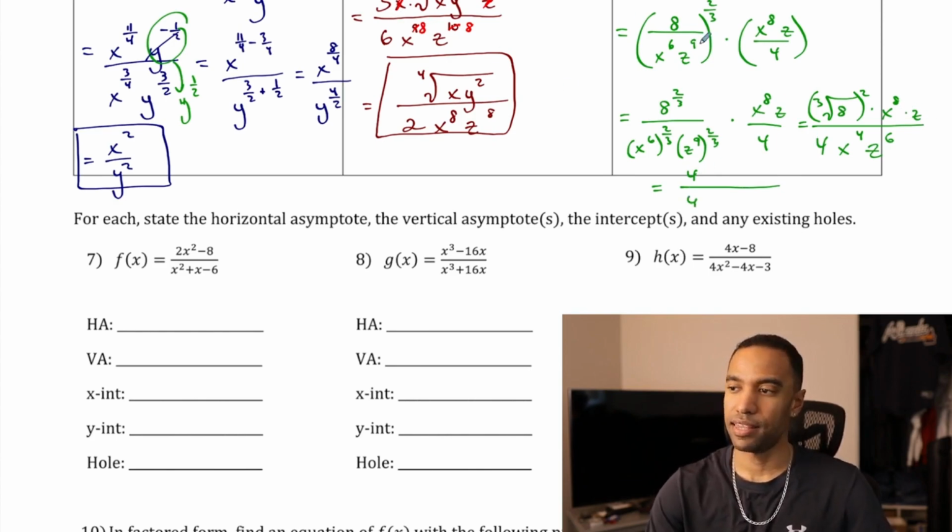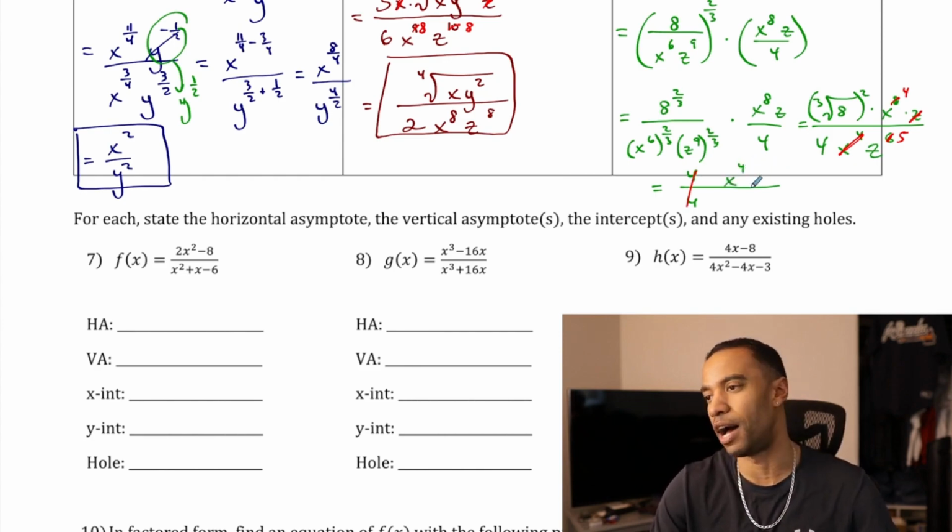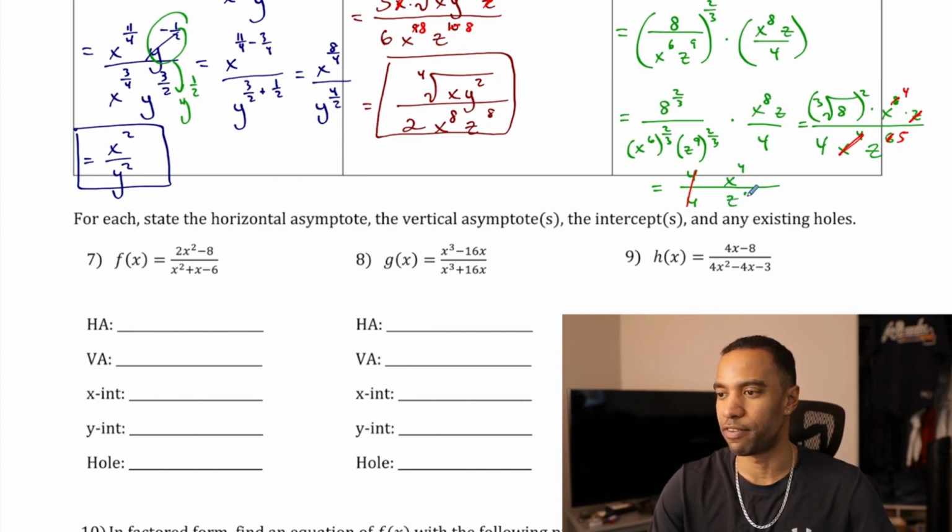The x to the 8th over x to the 4th. Remove the 4 from the bottom, remove the 4 from the top, you're left with x to the 4th. Remove the one z from the top, remove a z from the bottom, you're left with z to the 5th on bottom. So the 4 over 4 is going to become 1 as well. Those are going to go away. All that you're left with is x to the 4th on top, and z to the 5th on bottom. Honestly, that is the end result.